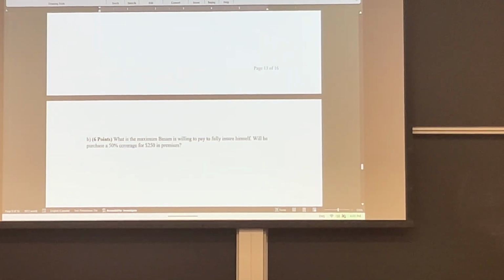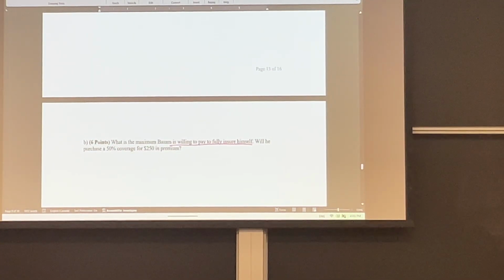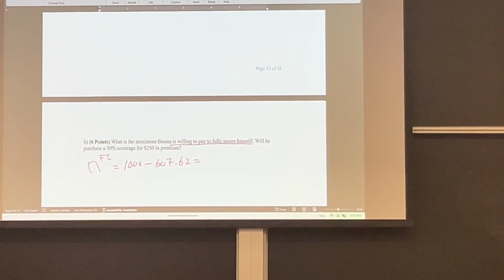Which is the next question. What is the maximum you're willing to pay for full insurance? That's the risk premium, but full insurance, not Markowitz. That's 1,000 minus 607.62. Was it 32? 62? That should be 9. Sorry, that should be 300. How much? 392.38? So that is the first part of this question.